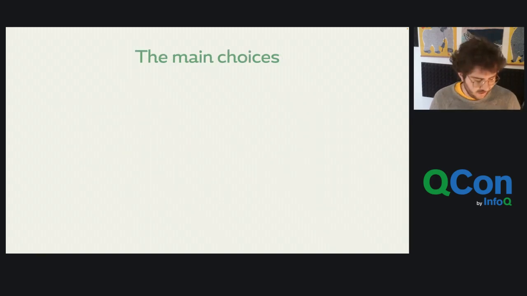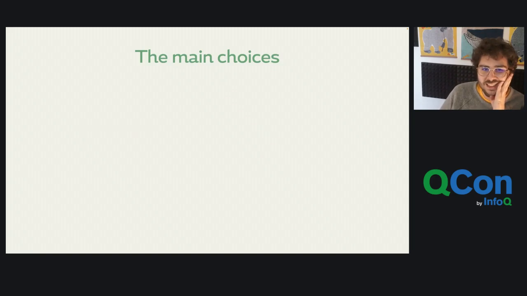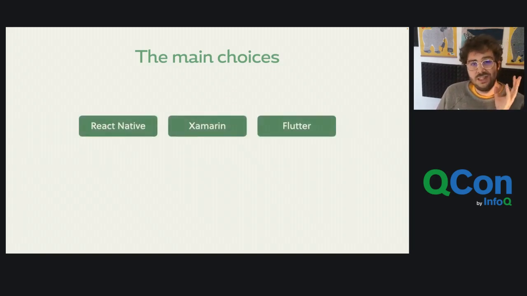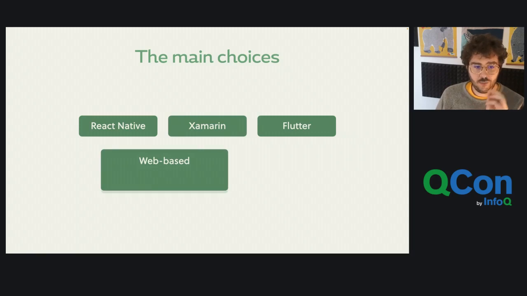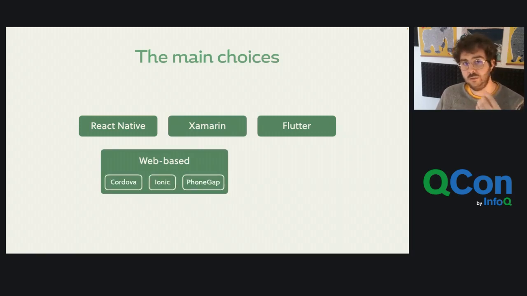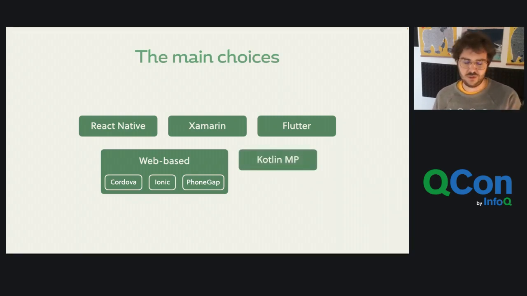Okay, I've been talking for a long time about native and cross-platform, but when I say cross-platform, what do I mean? The main three choices I see today for someone doing cross-platform are React Native, Xamarin, and Flutter. There are also web-based frameworks, and an example of those would be Cordova, Ionic, and PhoneGap, and others. And I would be remiss if I didn't mention that there also exists Kotlin multi-platform, which is, as you might know, Kotlin is a language that is designed by JetBrains and worked on with other companies as well.